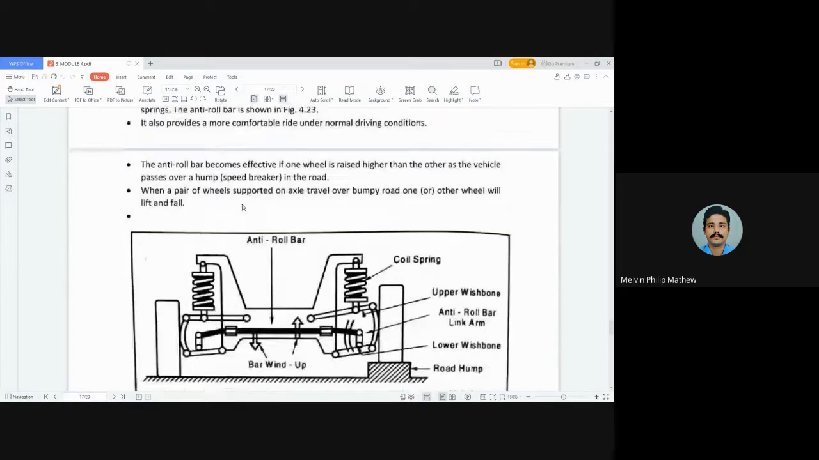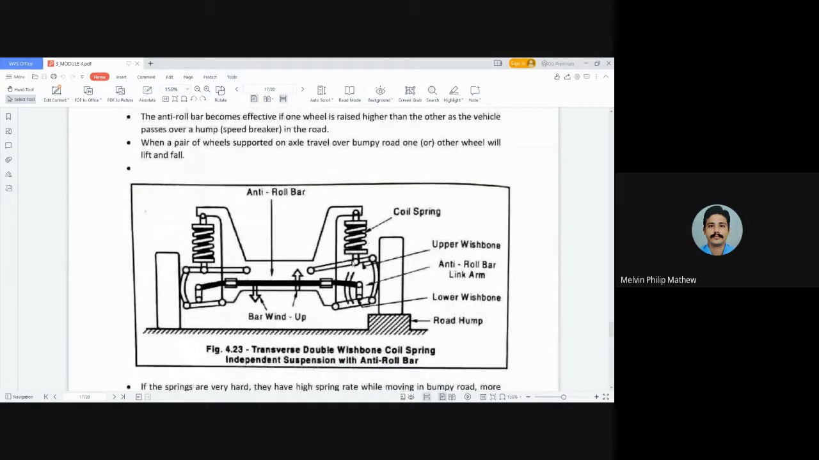Here you can see a double transverse wishbone suspension, and you can see a component shown here, this black line. That is the anti-roll bar. It is called the anti-roll bar. So what it does is the following.